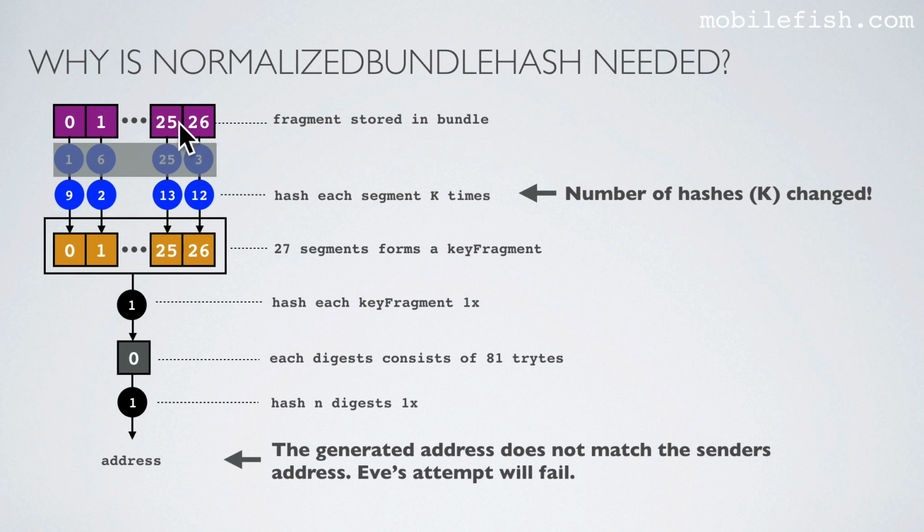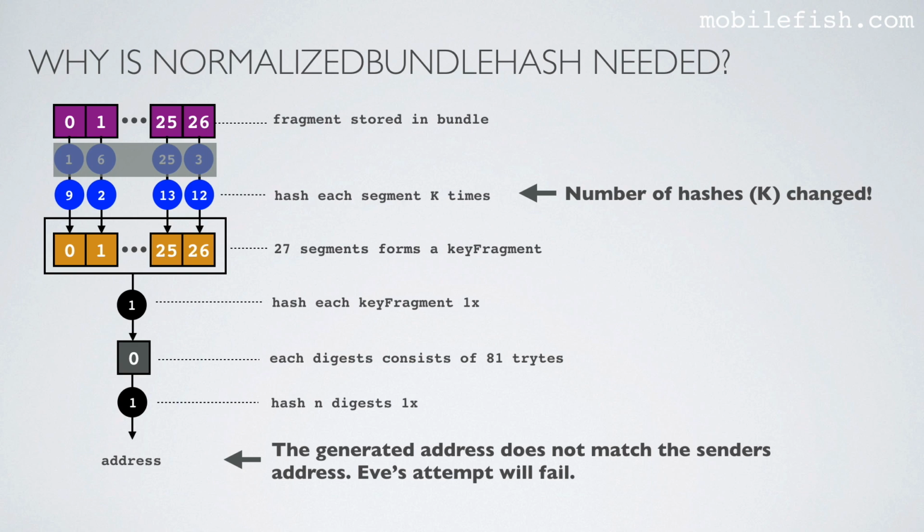So to recap, the signature fragment is not changed, but the number of hashes are changed. These are the original values, these are the new values. But if you change these values, the key fragment is changed. And if the key fragment is changed, the address is also changed. And this address does not match the sender's address. So Eve's hack attempt will fail.